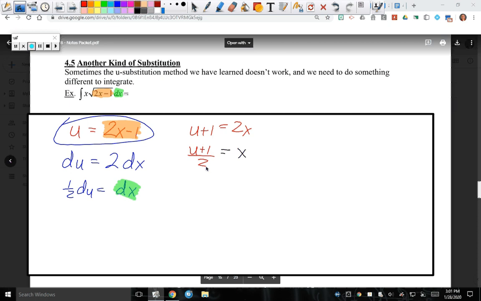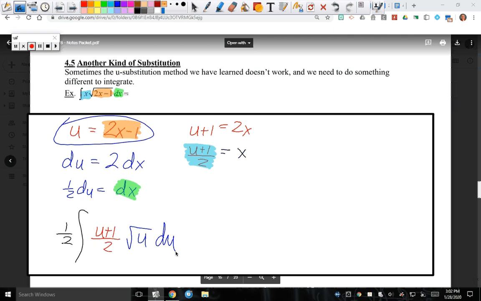You see that? So now I'm going to pick up my spare. Let's pick up the spare with blue. This is going to go right here. This is new. This is different. So now let's do the rewrite. Don't be afraid to make a mistake. Jump in there. How do I start this rewrite? u plus 1 over 2, times the square root of u du. Nicely done.